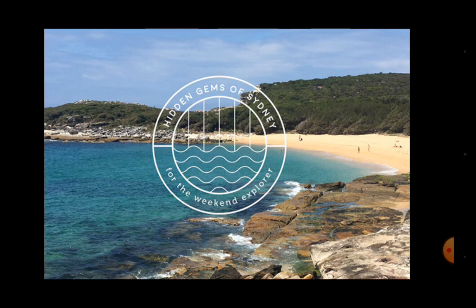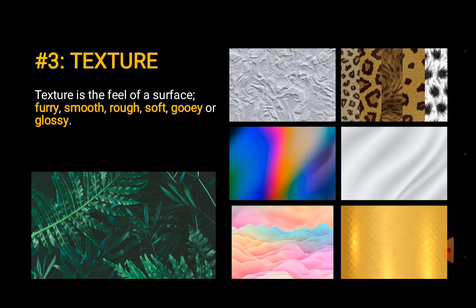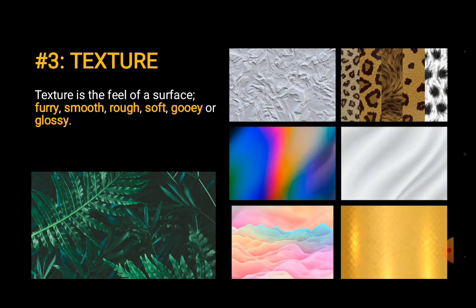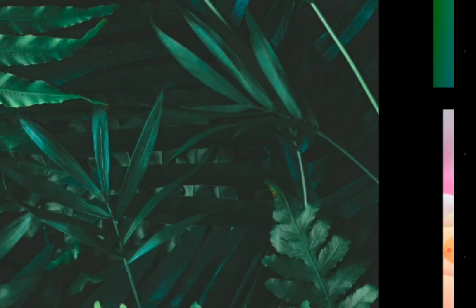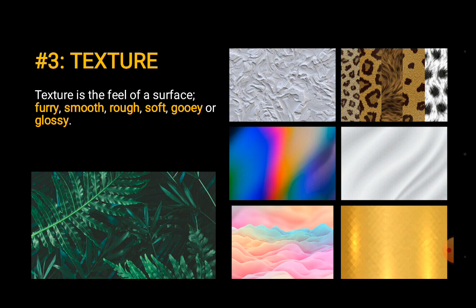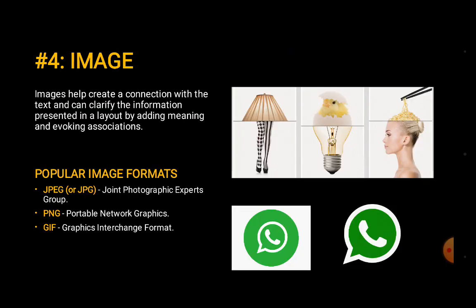So moving forward, we have another design element, which is texture. So these are examples of texture. So when you get deeper in design, you're going to be knowing how to use all these elements one by one. So the next design element is what we call image.